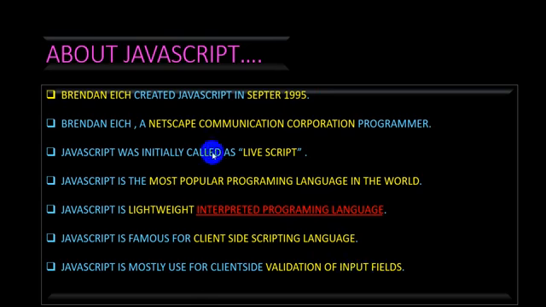So these are some basic features. We have n number of features of JavaScript, and in time we will learn different things regarding JavaScript. But for the time being, understand that JavaScript is a powerful language used to validate input fields, and it's supported by most browsers. That's why it's called a universal language. Initially it was called LiveScript, and it was developed by Brendan Eich in the year 1995.